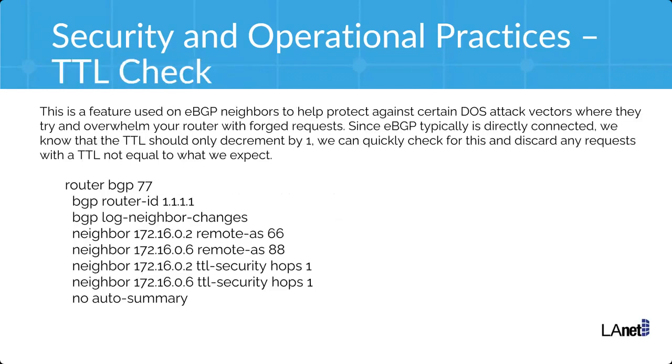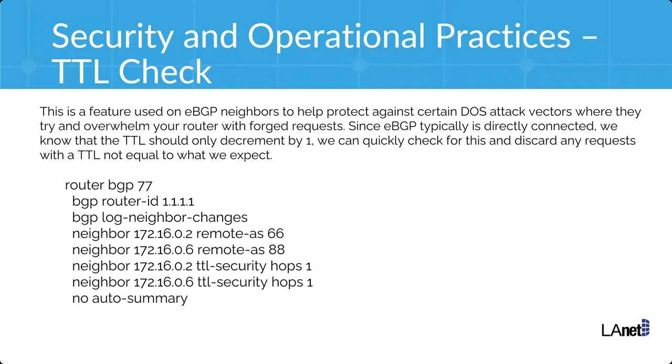The other one's a little more nuanced. It's called a TTL check. This applies to EBGP, and it helps protect you against certain DOS attacks, right? Basically, if they try to maybe overwhelm your router with some forged requests. EBGP, remember, is typically always directly connected, right? And so we know that the TTL should only decrement by 1.